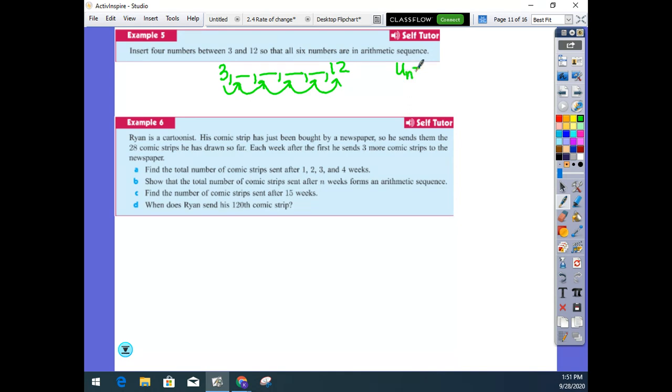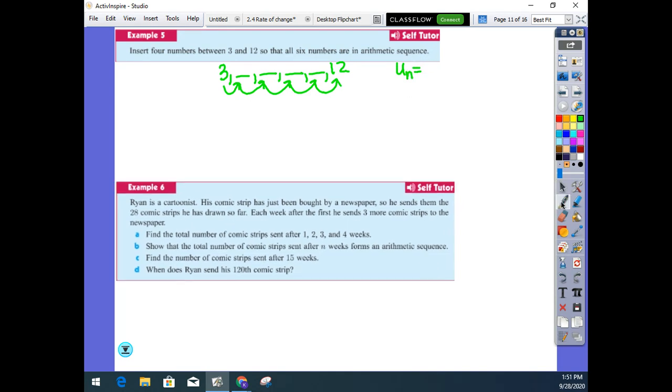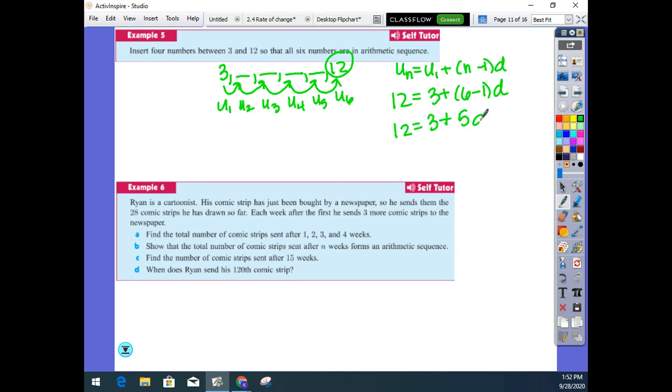So if I think of my u sub n formula, it's u sub 1 plus n minus 1 d. So let's consider this to be u sub 1, u sub 2, u sub 3, u sub 4, u sub 5. This is my 6th term. 12 is my nth term, my 6th term. 3 is my first term. n is 6. And I use this to solve for d. So I plug in all that I know.